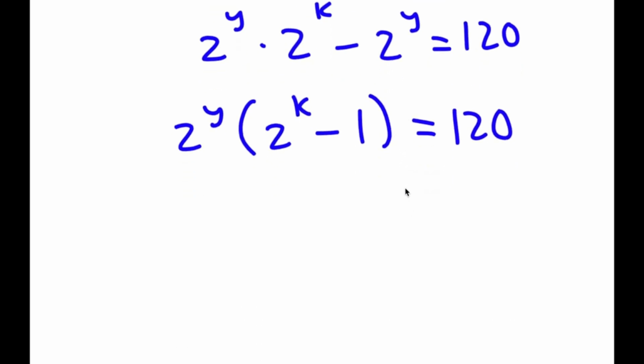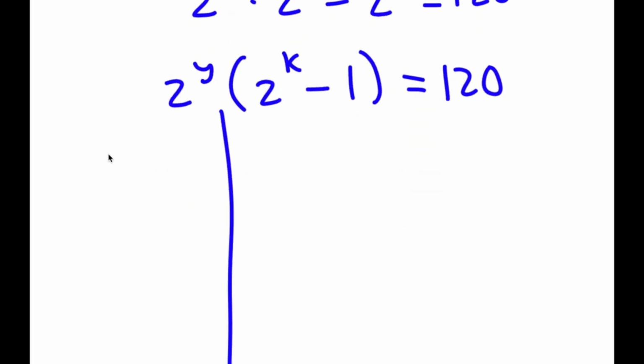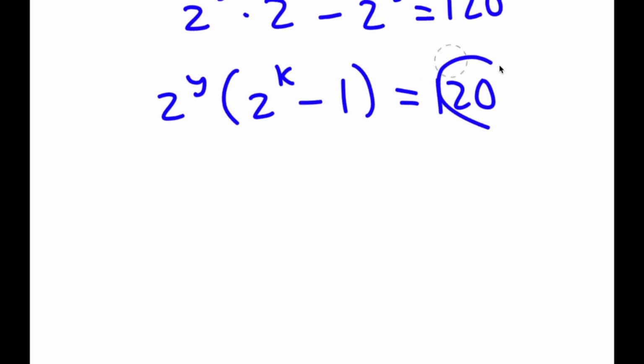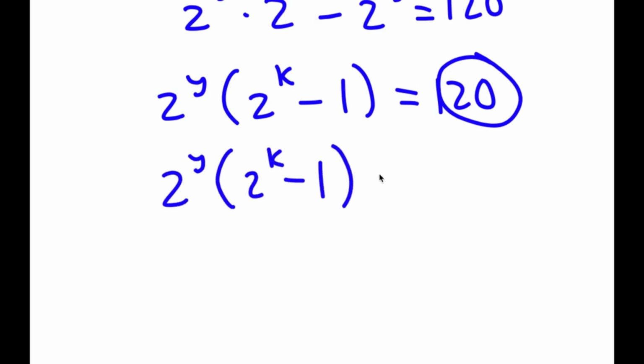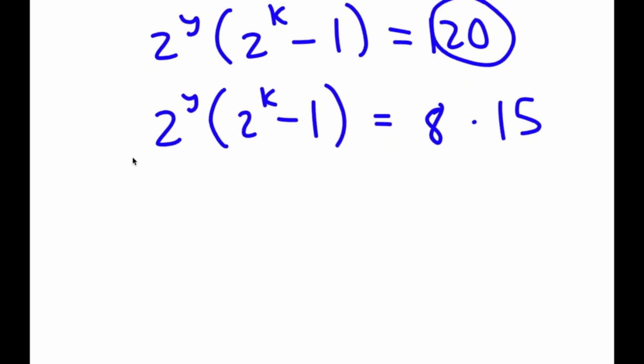So now this gives me two equations. Before that, I can go ahead and rewrite 120 as 8 times 15. So now, as you see, this is going to give me two equations. We can think of 2 to the power of y as 8 and 2 to the power of k minus 1 as 15. Because 2 to the power of y is going to be an even number, right?